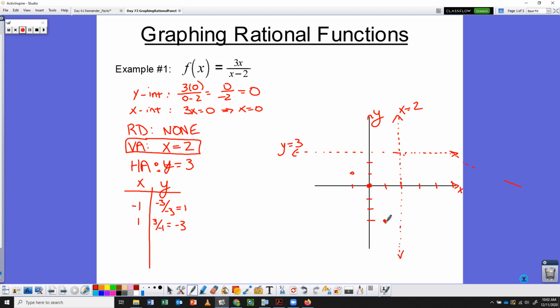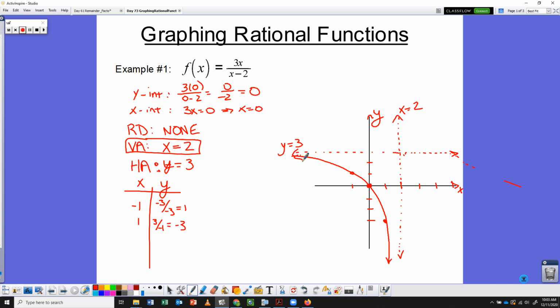Okay, so from the 3 points that I have plotted on the left-hand side of the vertical asymptote, at (1, negative 3), (0, 0), and (negative 1, 1), I can see that the graph is probably doing something like this. It has to bend so that it can get close to both my horizontal asymptote of y equals 3 and my vertical asymptote of x equals 2.